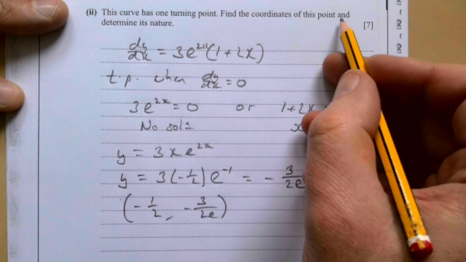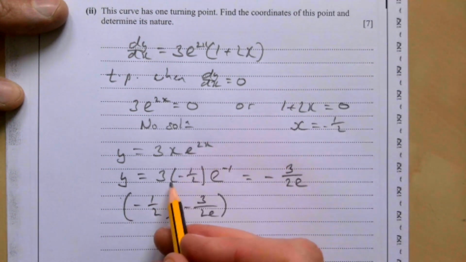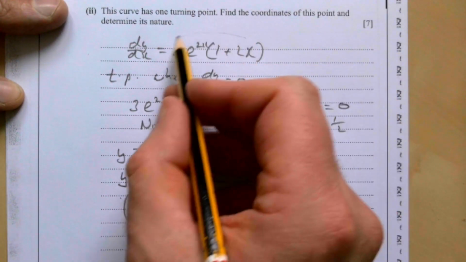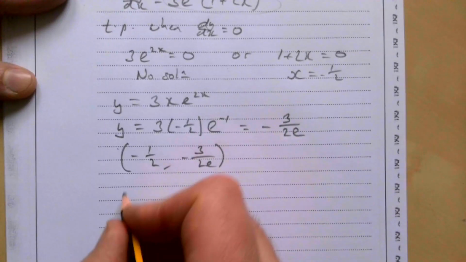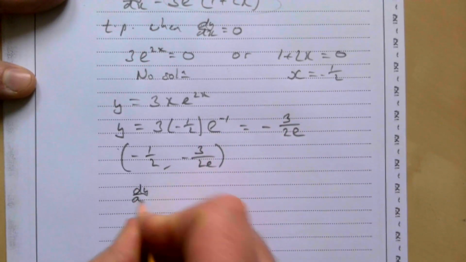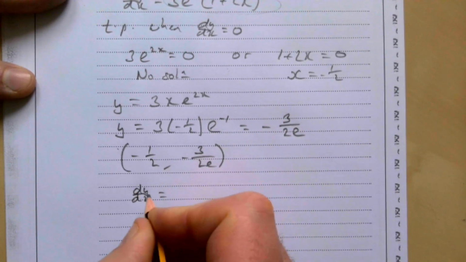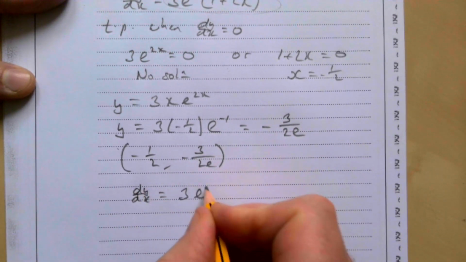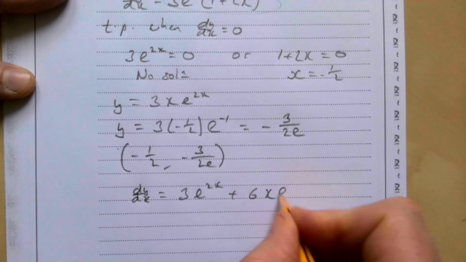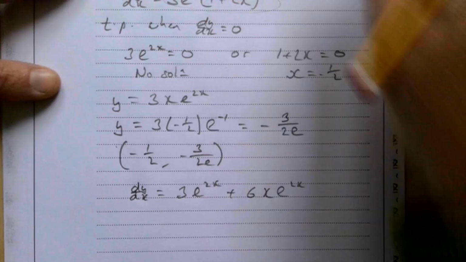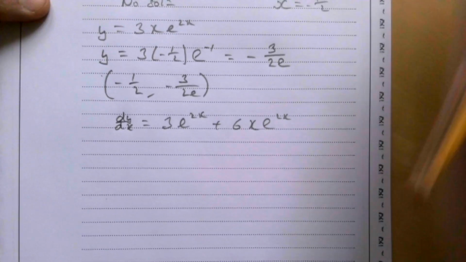We also need to determine the nature. So we need to then differentiate again. Now I'm going to do the multiplied out version of this. It's just more straightforward than whenever we're doing it. So dy by dx is going to be, let's see what I had, 3e to the 2x plus 6x e to the 2x, and I need to differentiate that again.